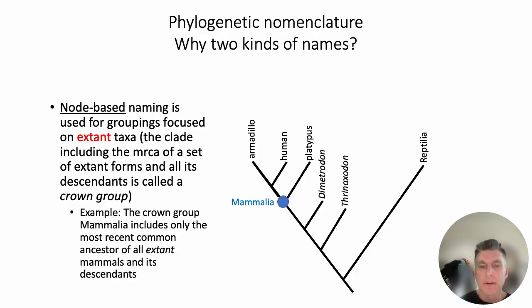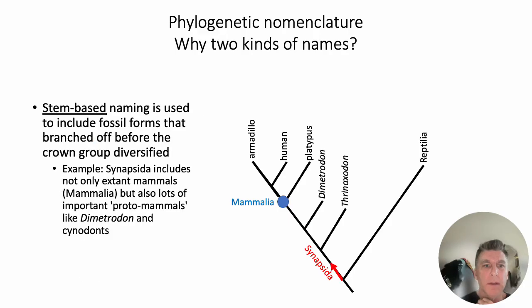A nice name that you should learn for this is the clade that includes the most recent common ancestor of some set of extant forms and all its descendants is called a crown group. All right. So, for example, the crown group Mammalia includes only the most recent common ancestor of all the extant mammals and the descendants of that. So we'll learn about mammal-like things that branched off on the way up to mammals after the split with reptilia.